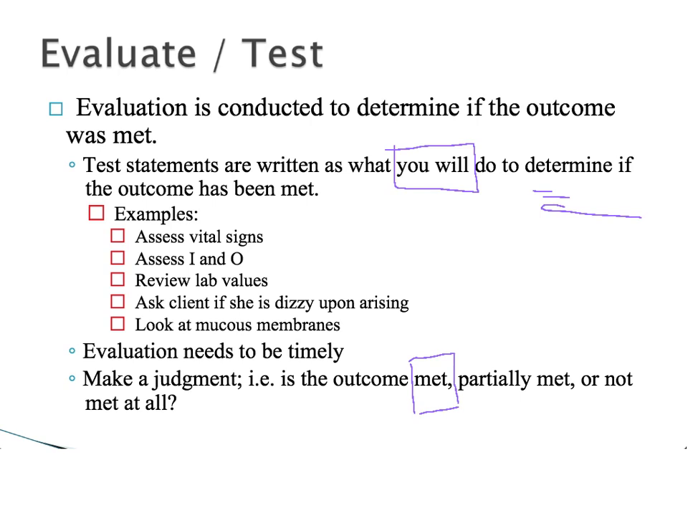If the outcome is met, that means it's been achieved and you can resolve it. If it's partially met, well, why did we only meet it part way, and what else needs to be done? If it's not met at all, well, why is that happening? And maybe we chose the wrong nursing diagnosis. Maybe we need to go back and restart at assessment and figure out what needs to be done next.